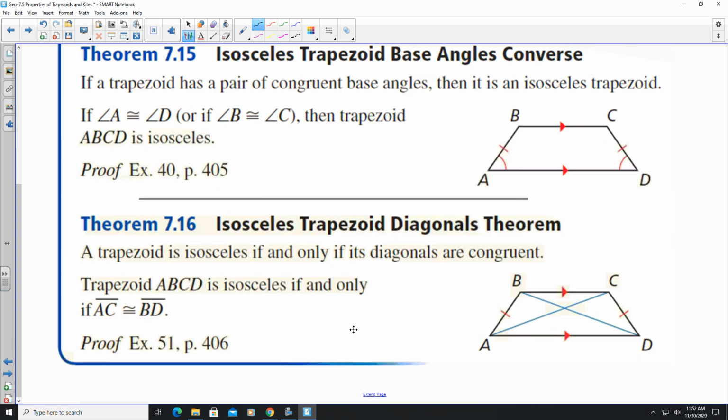And then finally, if you're not given any angle measures and you're not given any side measures, but they tell you that the diagonals are congruent, then you can say it's an isosceles trapezoid.